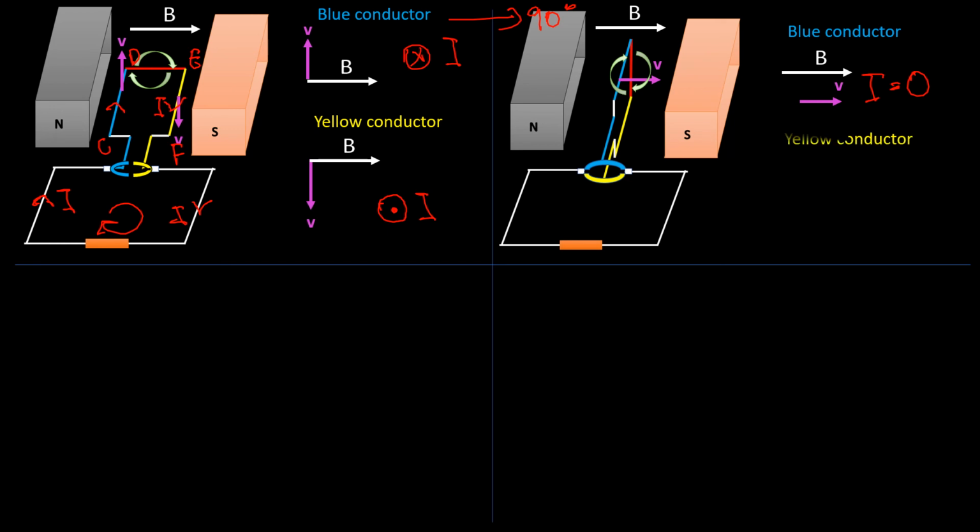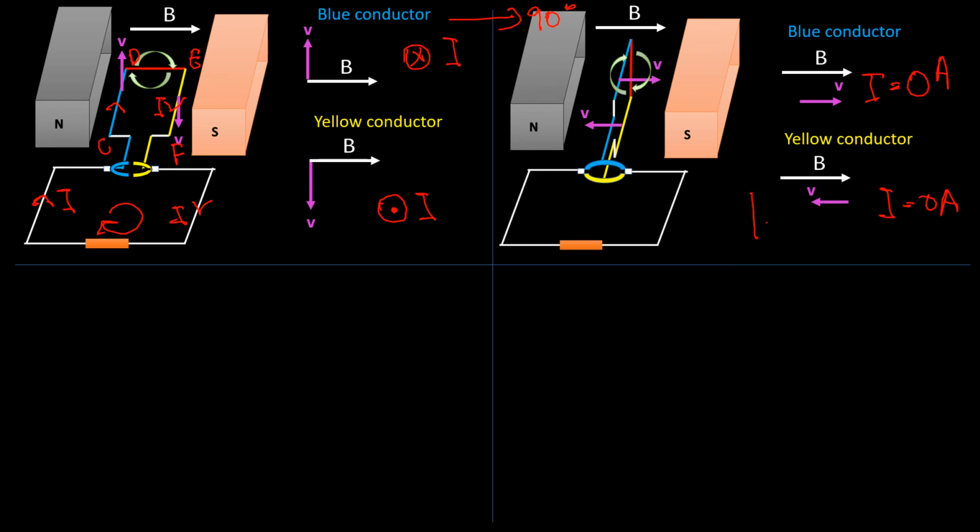Okay. Well, for your yellow conductor, the motion is to the left. So you will get V pointed to the left and still your B is pointed to the right. Due to V and B being at 180 degrees, your I is still 0 ampere, meaning there is no current flow. I have explained this in your previous slide. I is equal to 0 ampere. So it means that there is no current flow in these positions when your coil is rotating into these positions.